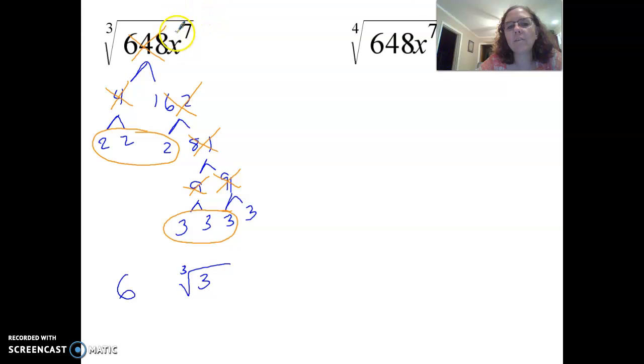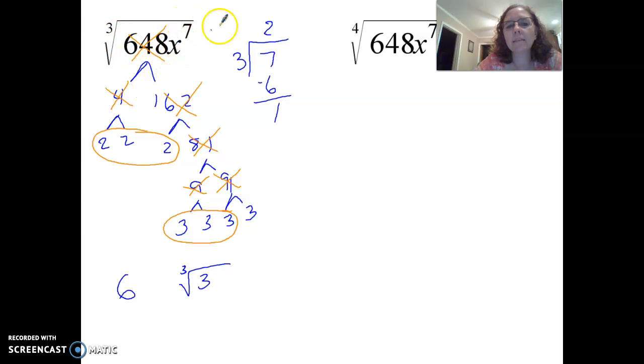Okay, now, what should I divide my exponent by? Good, I'm going to divide my exponent by 3. 3 goes into 7 2 times with 1 left over. I'm choosing 3 because it's a cube root. Always divide by whatever your root is. Square roots you divide by 2. Cube roots are going to divide by 3.